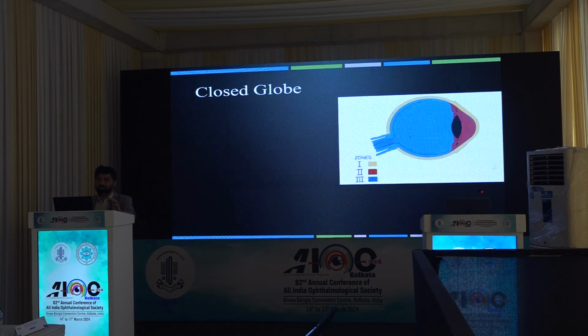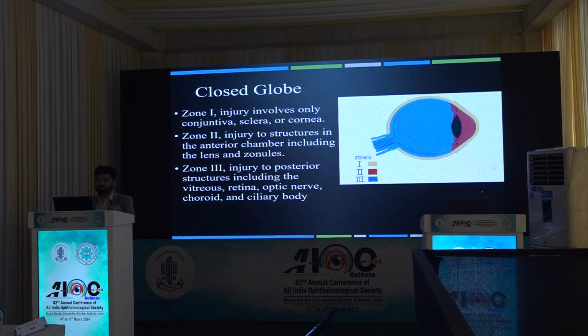Similarly, in closed globe injury also there is a classification, with different zones of injury. But most of the time it's not an emergency condition. You can give the primary treatment to handle the anterior trauma in terms of traumatic uveitis and all that. But it does require referral to a vitreoretinal surgeon irrespective of the zone of trauma. Even if it's in the anterior segment, there could be some transmitted effect which can cause posterior segment problems.